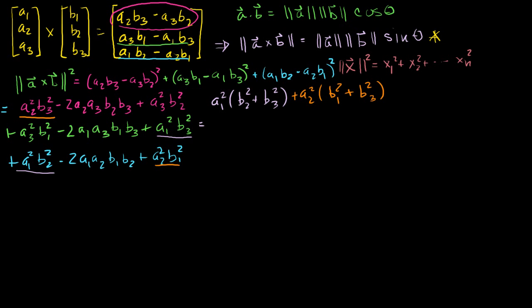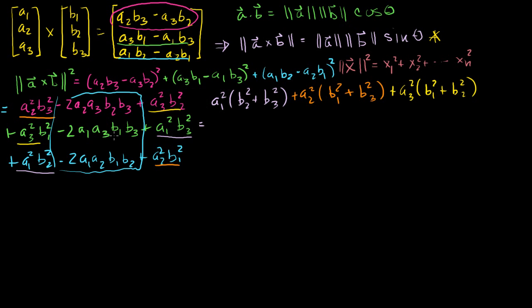And then finally, let me pick another new color. Well, I can go back to yellow. Plus a3 squared times, well, that's that term and that term. So b1 and b2. So b1 squared plus b2 squared. And obviously, I can't forget about all of that mess that I have in the middle. All of this stuff right here. All of that stuff right there.